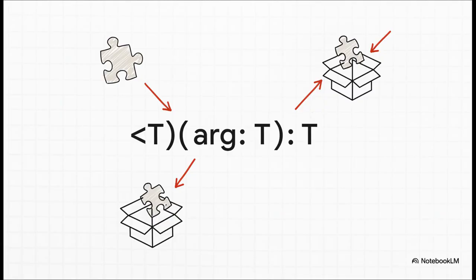So let's really break this syntax down. You see that T in the angle brackets? That's us declaring our type variable, our placeholder. We could call it anything we want, but T for type is just the convention everyone uses. Then, when we write arg: T, we're telling TypeScript, hey, this argument is going to be whatever type T ends up being. And finally, that : T after the parentheses, that just means the function is going to return a value of that same type. It's a perfect little self-contained contract that's completely type-safe.